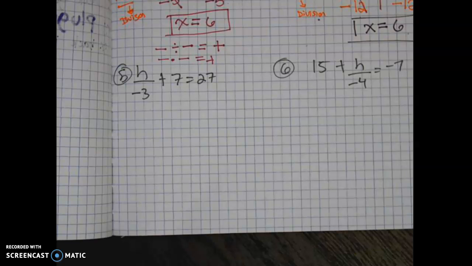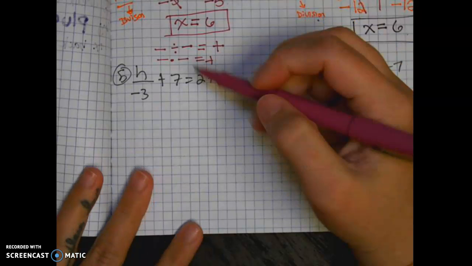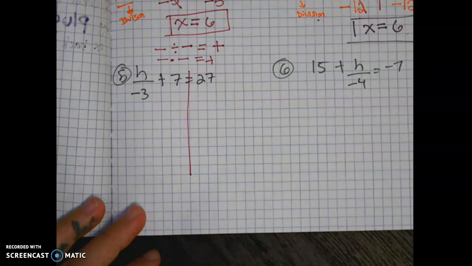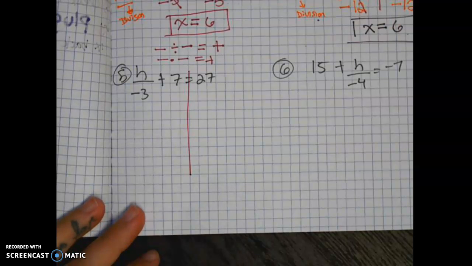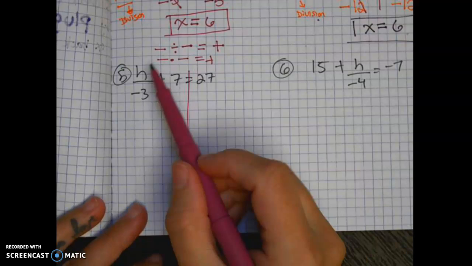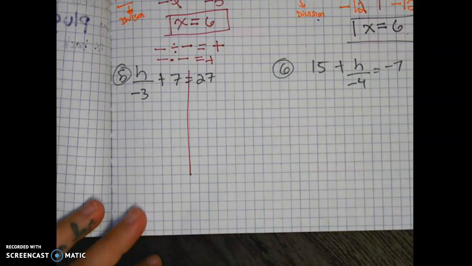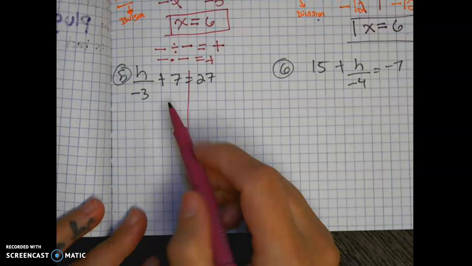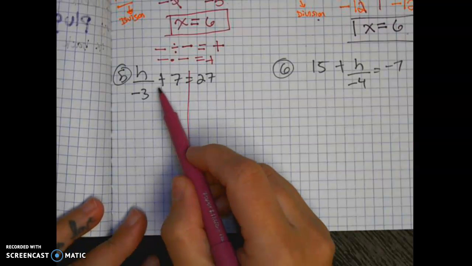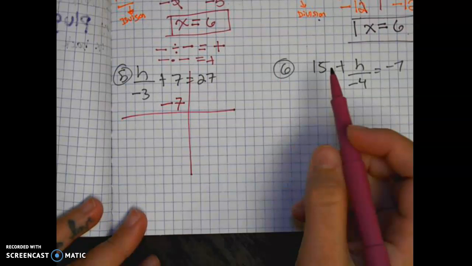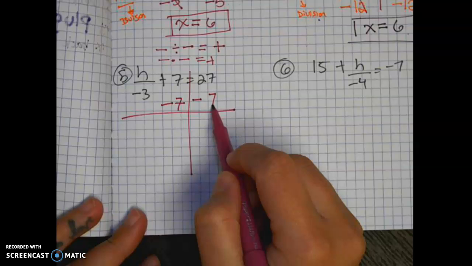All right, so we're going to go through the problems 5 through 8. So I'm going to first draw my line like I always do. Okay, my first step, remember it says to add or subtract to both sides to get the variable by itself. So what I'm going to do is the opposite of addition for the 7 and subtract the 7, or minus 7, to both sides.